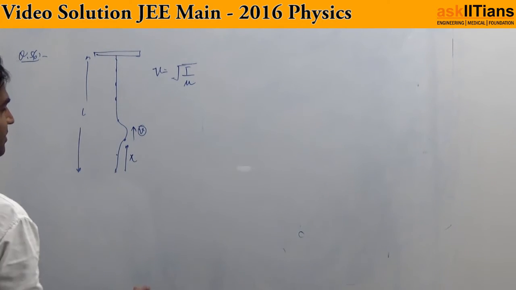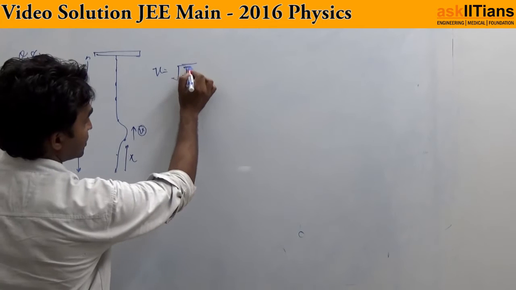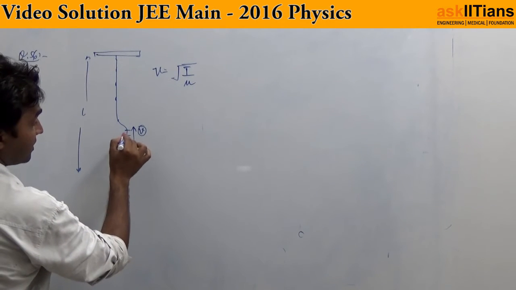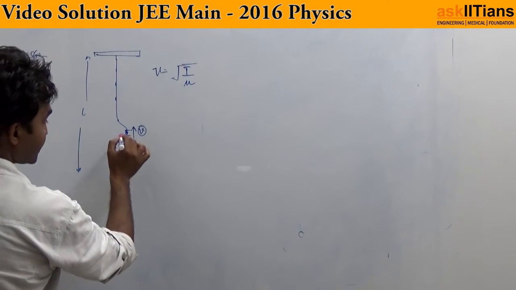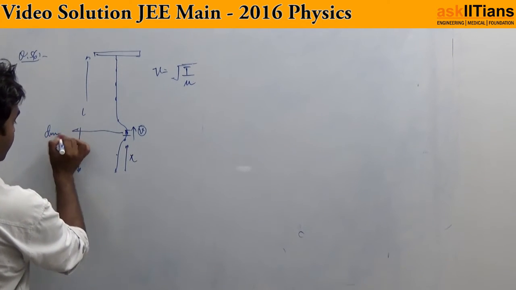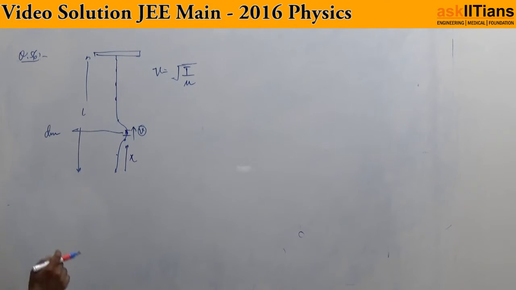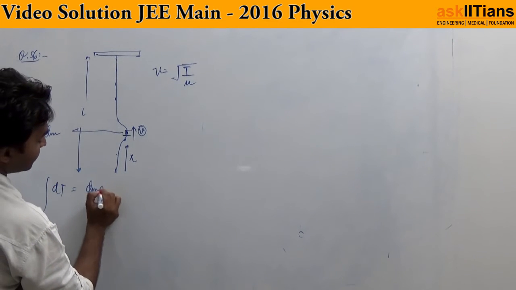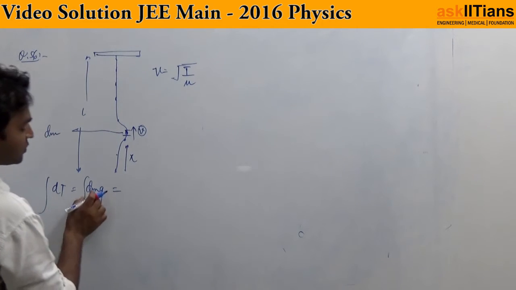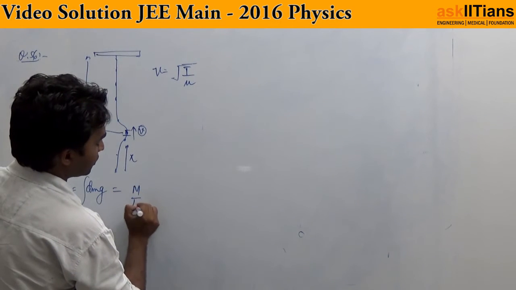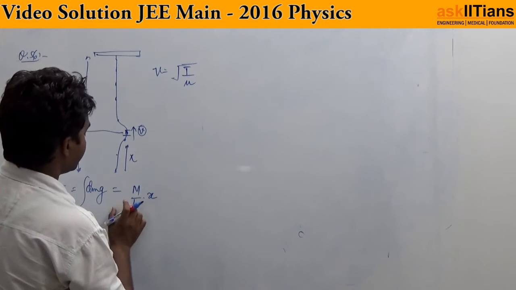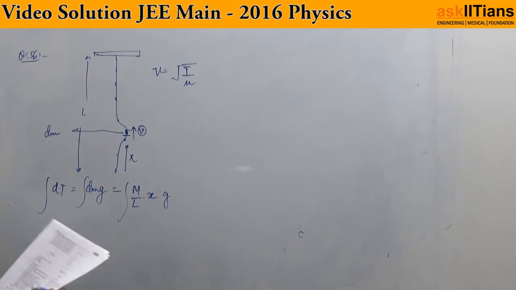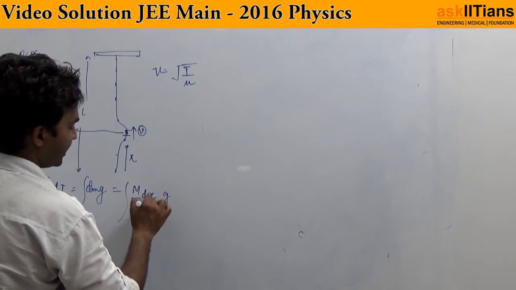The velocity of this particle is just a function of tension. And how do we find the tension? Consider a mass element dm. We want to calculate the tension due to that, dT, which is equal to dm g. What is dm? It is the total mass upon total length, times the x at which we want to know, into g. So this is (M/L) into dx.